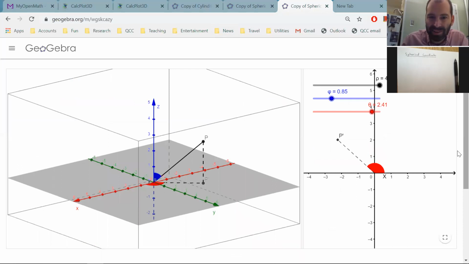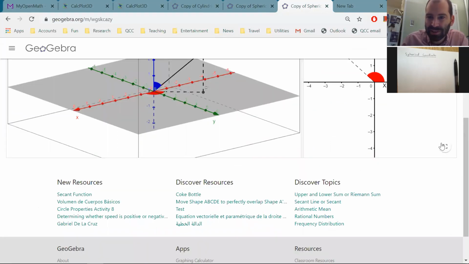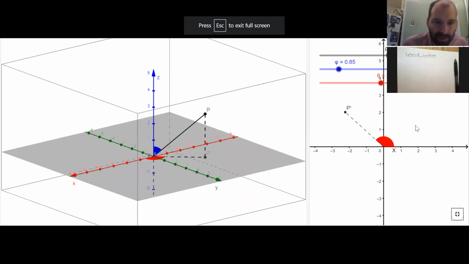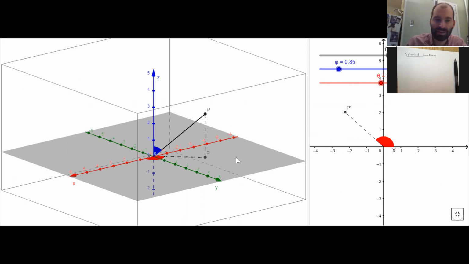Okay. So can I get this in full screen? Hopefully you're seeing that like I am. On the right-hand side, you should see something that looks just like polar coordinates, right? And on the left-hand side, you should see the three-dimensional view, okay? Let me know if you're seeing something else.